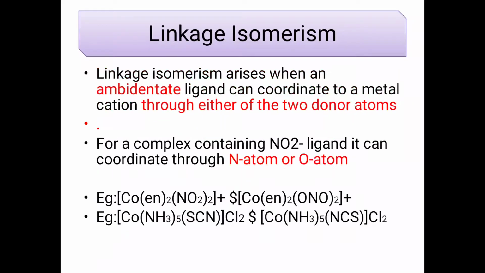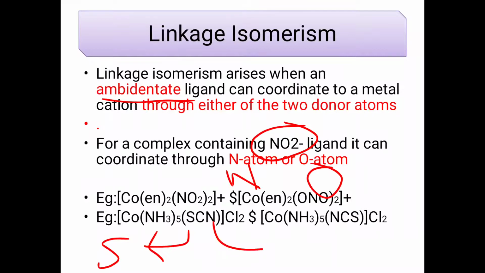Coming to linkage isomerism, this is seen when you have an ambidentate ligand. What's an ambidentate ligand? It's a ligand that has 2 donor atoms. Like NO2, it can donate through nitrogen, and also through oxygen. Like SCN, it can donate through sulfur, and it can also donate through nitrogen. In such cases you get to see linkage isomerism.